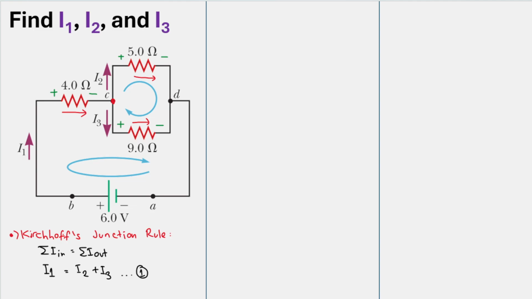Okay, now we are also given two loops by the problem. Let's name this loop here as loop 1 and the other loop as loop number 2. Okay, now let's do the loop rule at loop 1.